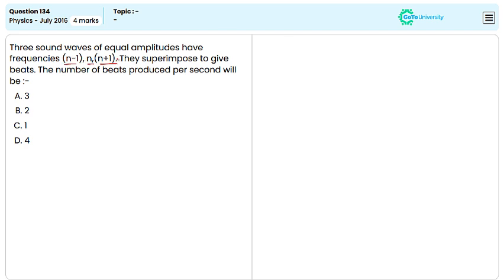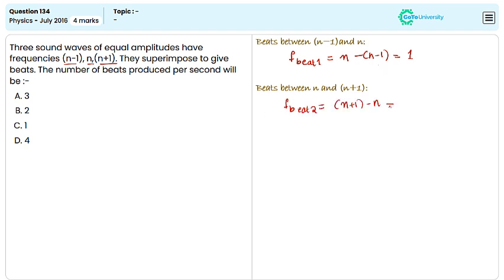The beat frequency is the difference between two frequencies that interfere. For three frequencies, that is n-1, n, and n+1, the frequency of beats between n-1 and n is given by f beat 1 equals n minus (n-1), which is equal to 1. The frequency of beats between n and n+1 is given by f beat 2 equals (n+1) minus n, which is again 1.